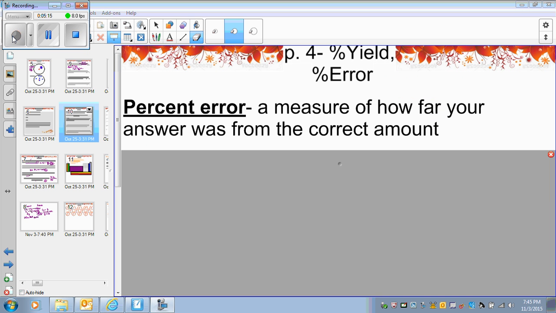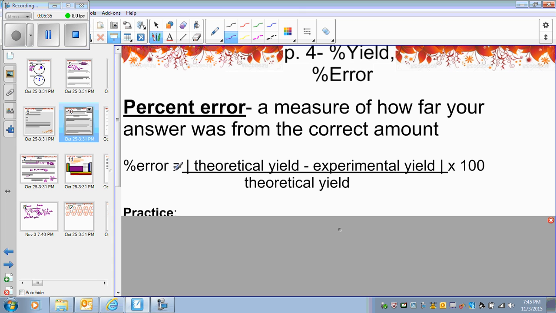So let's talk about percent error now. Percent yield and percent error. Percent error is the measure of how far you are in your answer. So it is pretty much the same concept: you're supposed to get 36 grams, but you got 34.2 grams, so there is an error. It is a measure of how far your answer is from the correct amount. To calculate the percent error, we will take theoretical yield minus experimental yield divided by the theoretical yield times 100.